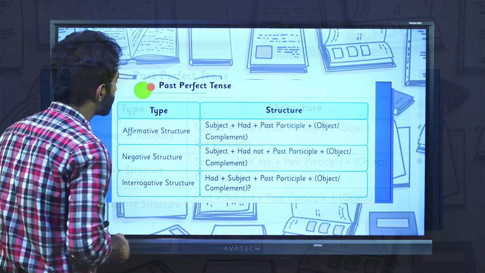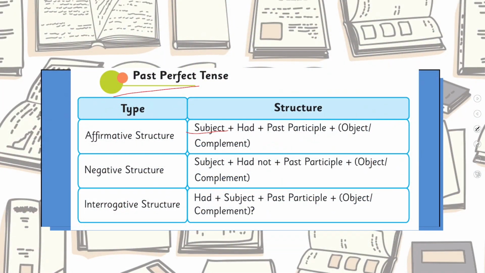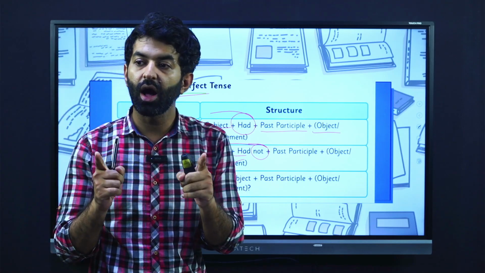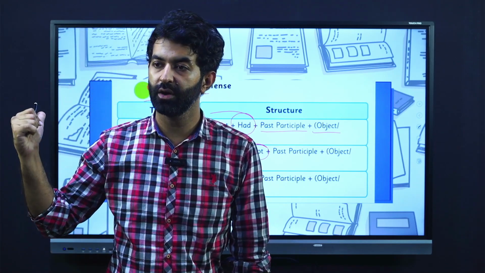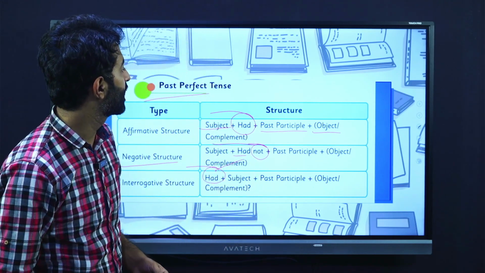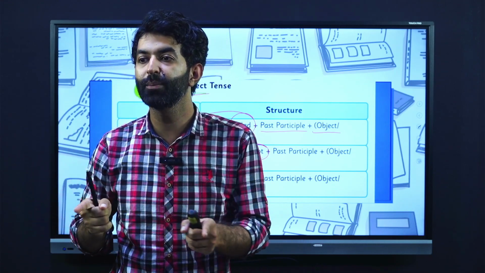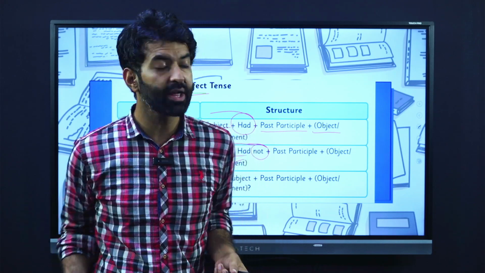For perfect tense, in the past form, subject plus your had form, past participle plus your object or complement. Same goes with your negative one. उसके साथ हम not लगाएंगे और यहाँ पे had will come first. And क्या difference है? Now we are going to use past participle. Why? We are using perfect tense. वो काम जो past में हो चुका उसको हम बताएंगे. और अगर दो काम हो चुके पास्ट में, पहले कौन सा हुआ और बाद में कौन सा हुआ, इसको भी बताने के लिए we can use our past perfect tense.